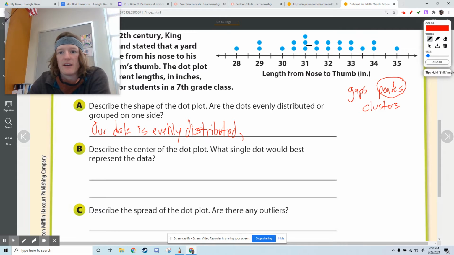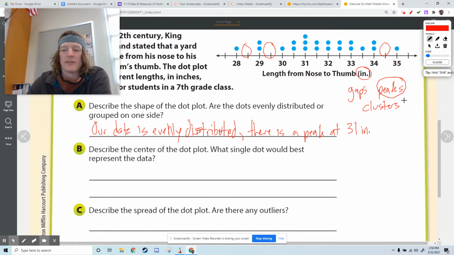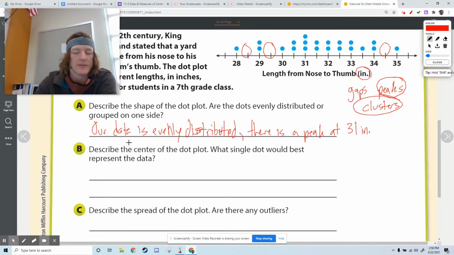We do have a peak at 31. And I'm going to say 31 inches because that's measuring in inches. It's barely a peak though, so it would have been okay if we even left that one off. Our gaps, I don't think these are big enough gaps to even say that they're gaps. And I don't think we really have a very big cluster either. We don't have a closely knit group of data because it's kind of all evenly spread out. So I think that'll be good enough for A.